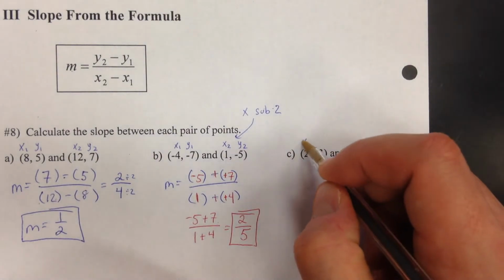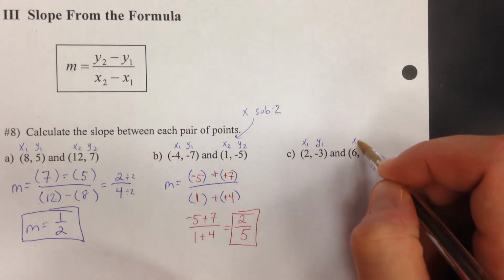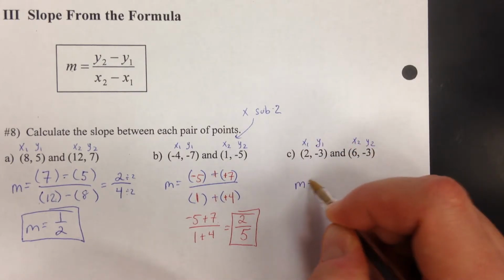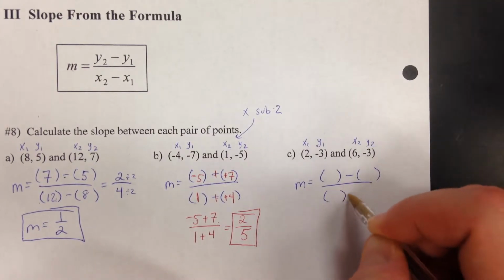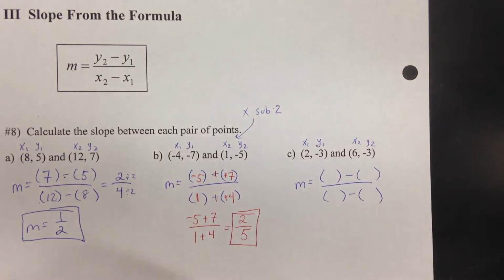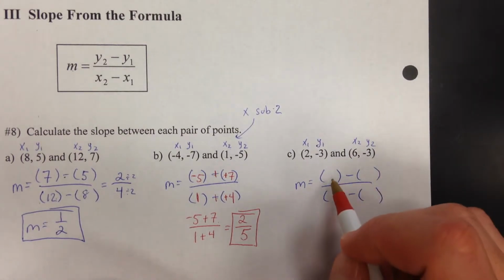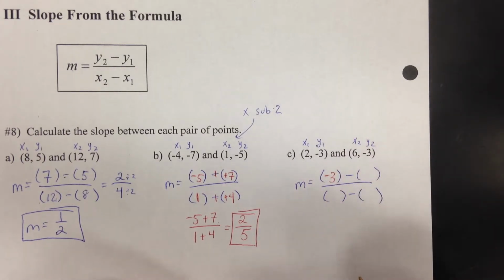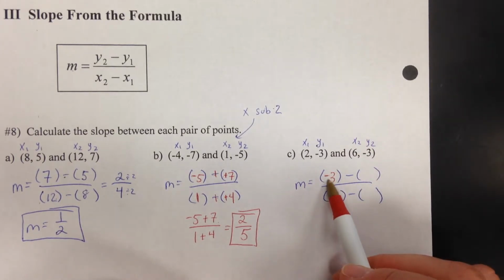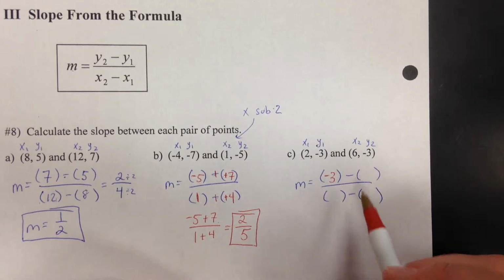Let's go ahead and label x sub 1, y sub 1, x sub 2, y sub 2. So we'll do m equals y sub 2 minus y sub 1 all over x sub 2 minus x sub 1. So y sub 2 is negative 3. I just copy the numbers in there. If they're negative, I write them as negative. If they're positive, I write them as positive.